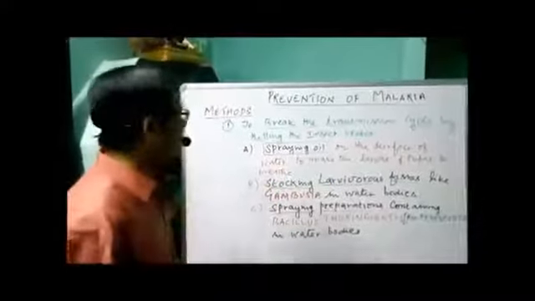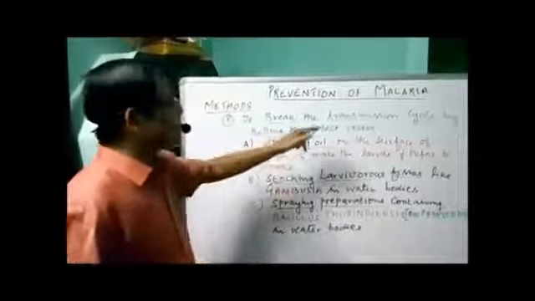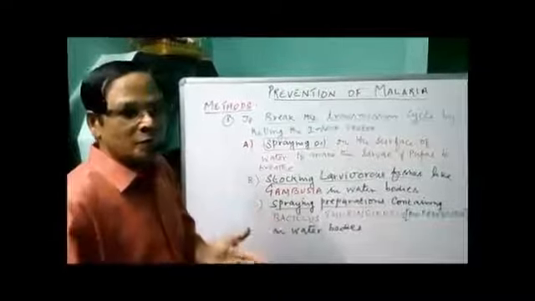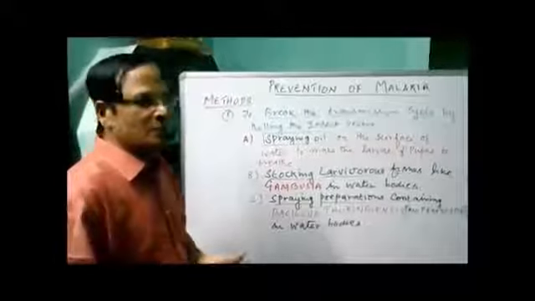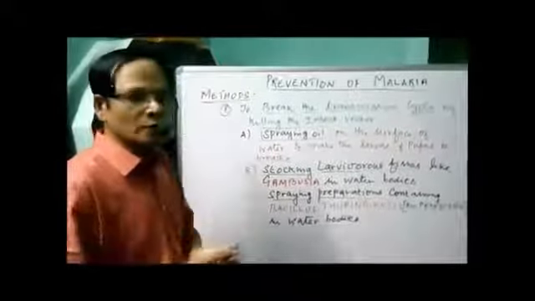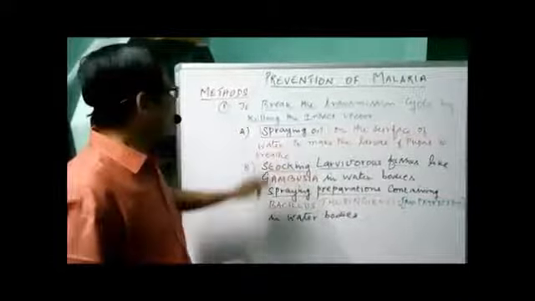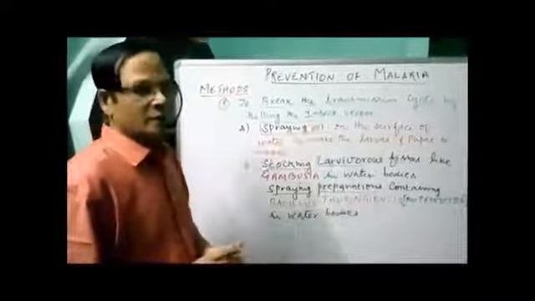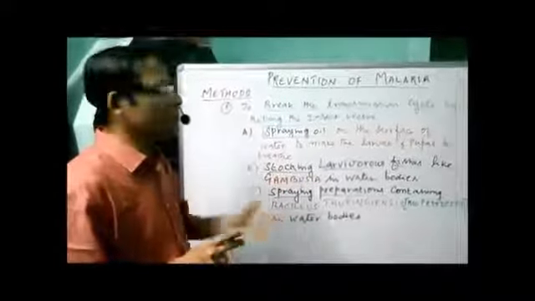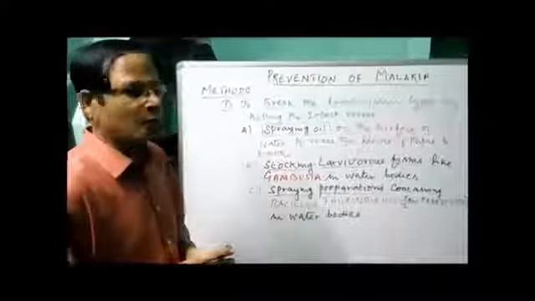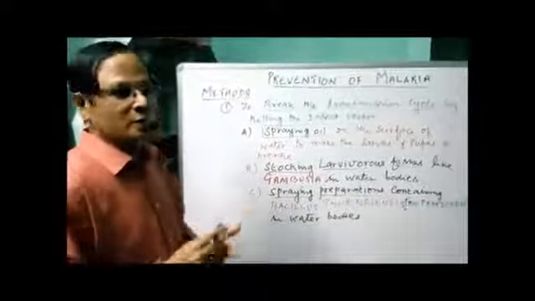One of the methods adopted in preventing malaria is to break the transmission cycle, that is, the mode of transmission should be broken. It is called the chain of transmission. The chain of transmission should be broken. So, to break the transmission cycle, how? By killing the insect vector, because the disease is spread by the definite host, the female Anopheles mosquito. By killing that one, we can prevent the transmission of the disease.